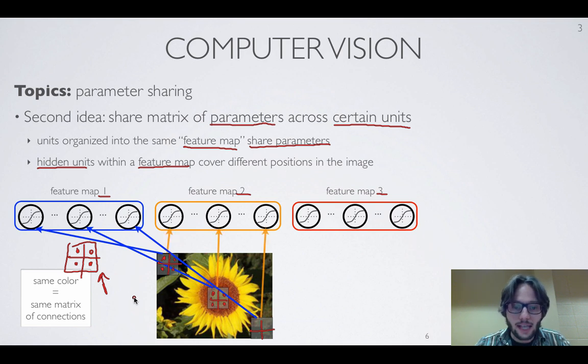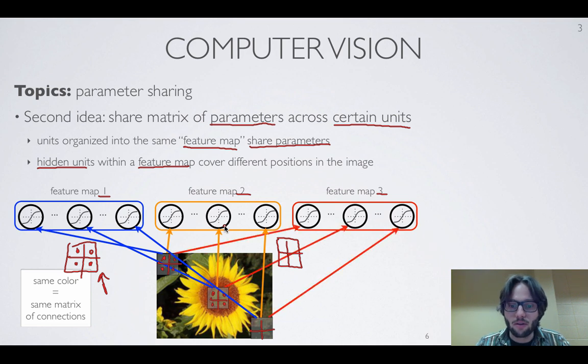Now in the second feature map, it would be using a different matrix of parameters. It would have its own 2 by 2 matrix of parameters, and when this hidden unit is computing its activation based on that receptive field, instead of multiplying the inputs by the first matrix, it will multiply its input by that matrix instead. And then same thing for the third feature map.